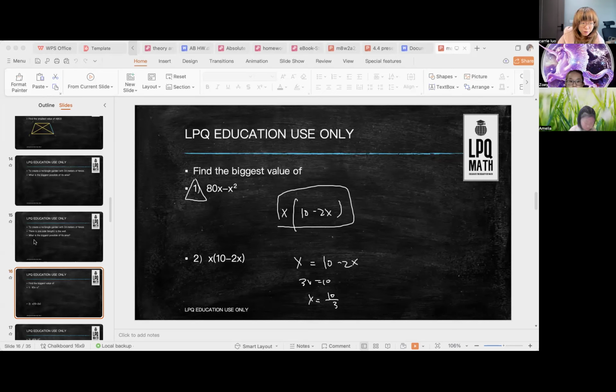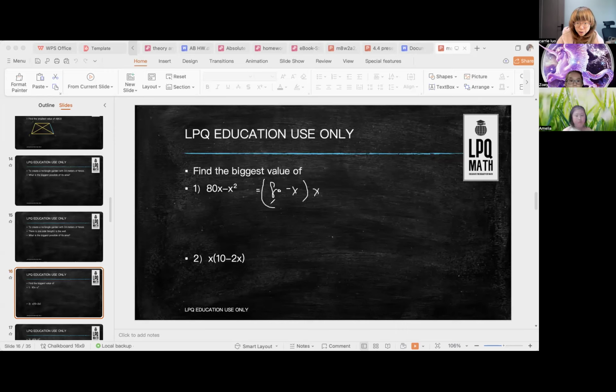Okay, the same as the first one, because the first one we have what? 80 minus x times x, right? So in order to make this one the biggest, we want to make these two numbers the same. So 80 minus x equals x. So 2x equals 80, x equals 40. So this one's the same.